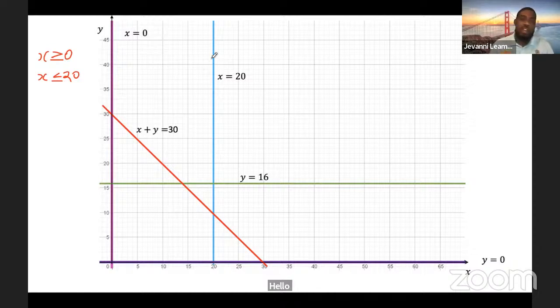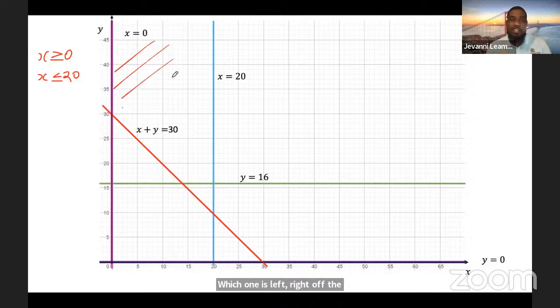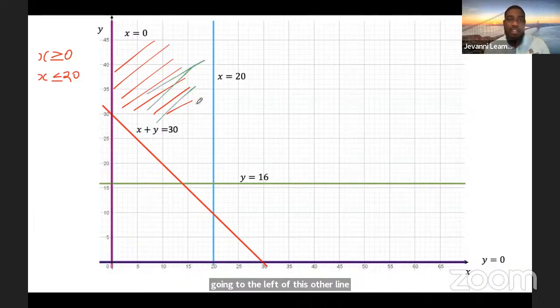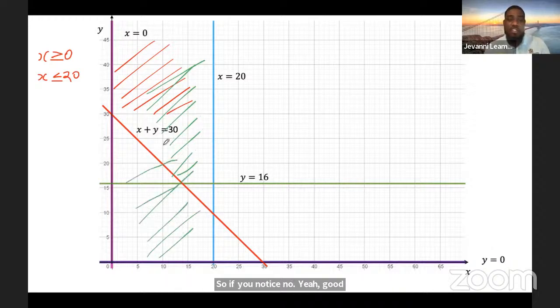Left. All right. So if you notice now, I am going to the right for the x is greater than or equal to 0, and I'm going to the left of this other line, which is the blue line. So if you notice now, you're getting this region right here so far, all of this region, right? That's what would be highlighted.